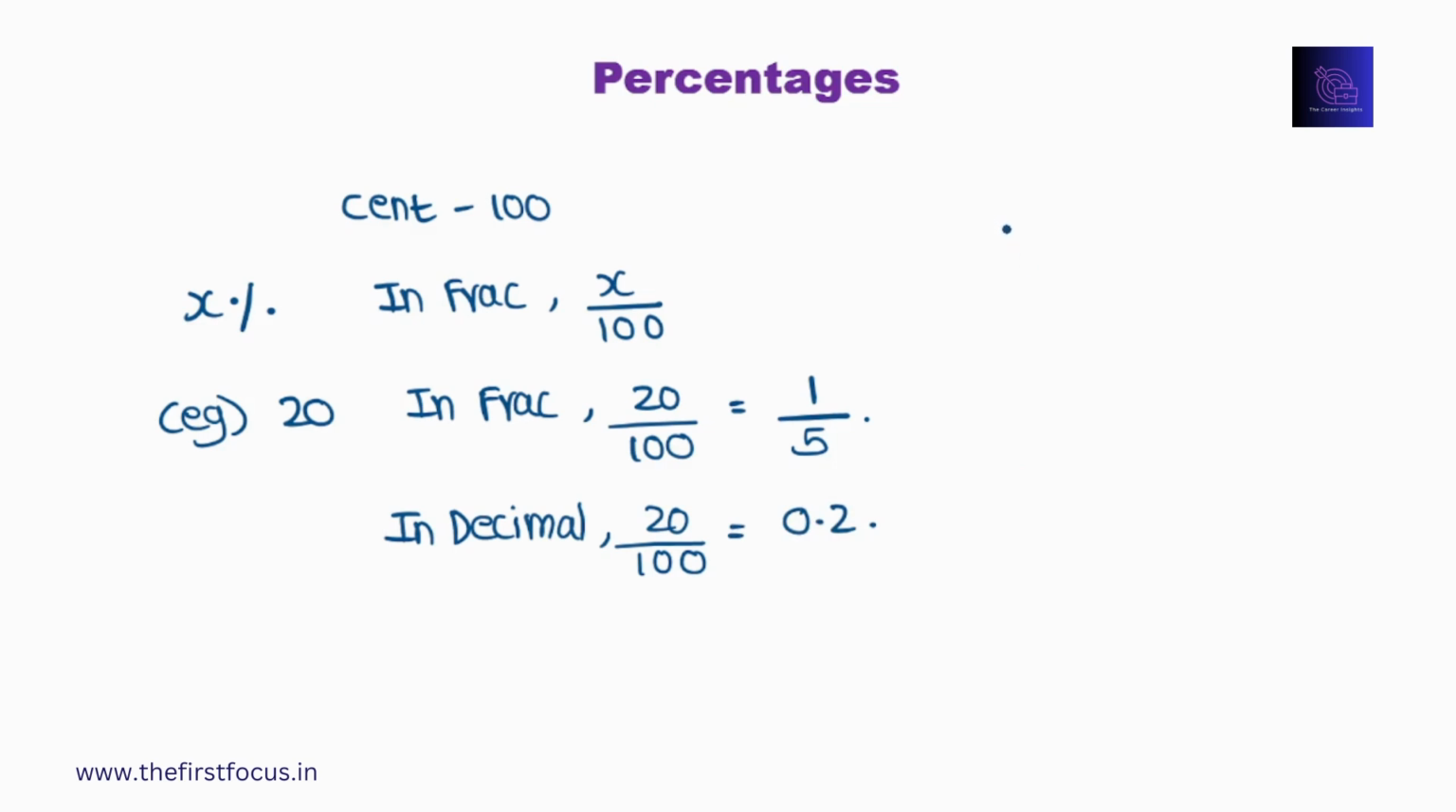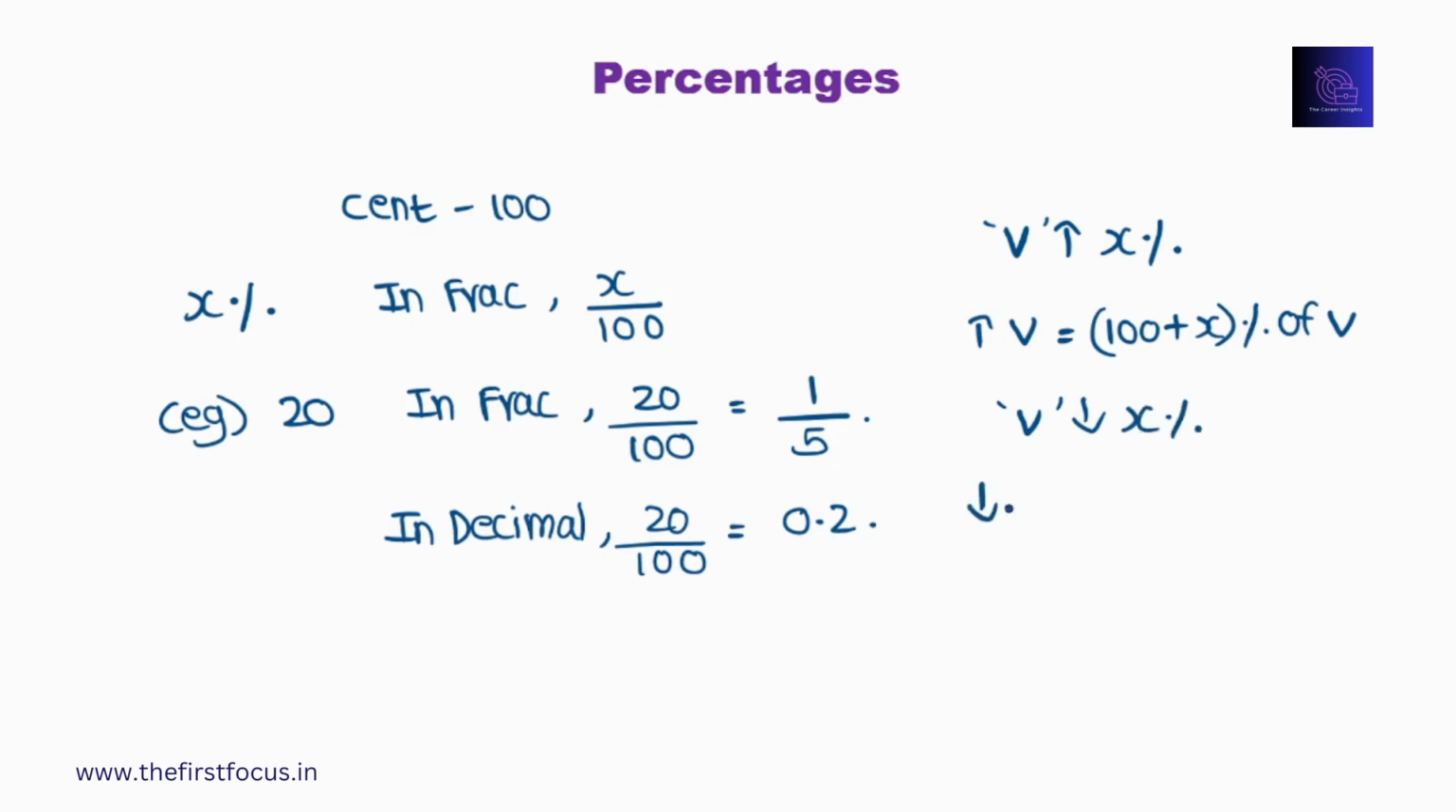If a certain value v is increased by x%, then the increased value of v is equal to (100 plus x)% of v. If the certain value v is decreased by x%, then the decreased value of v is equal to (100 minus x)% of v.